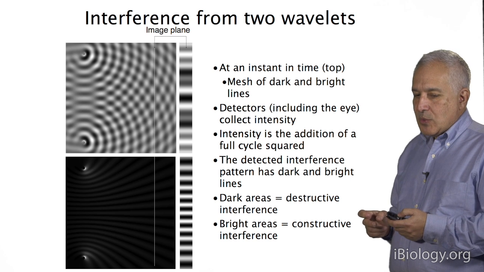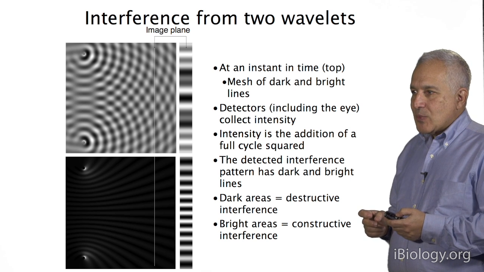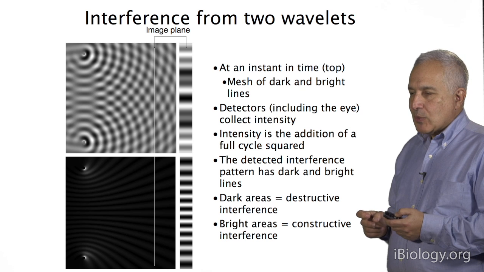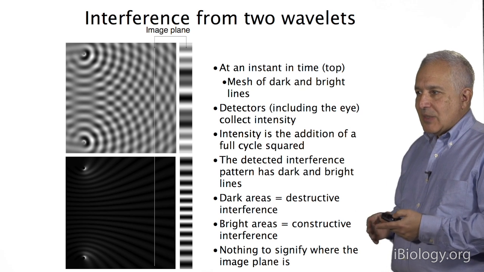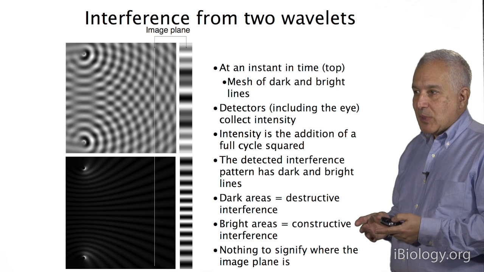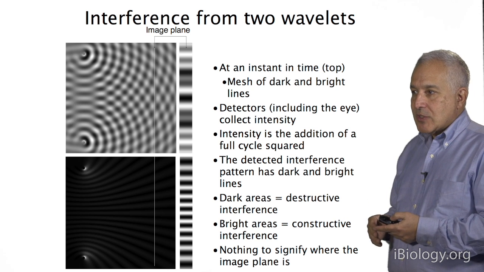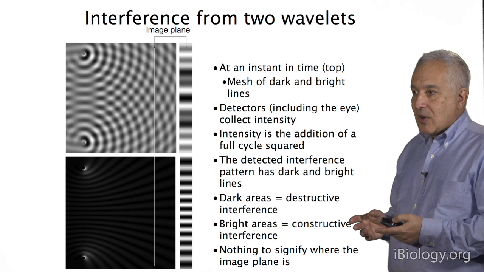Okay, so we've dealt with two wavelets. And now I just want to say a little bit about the way microscopes work, in the sense that there's nothing so far in what I've said that would tell you where the image plane for those converging spherical waves is. There's just a pattern of light and dark bands.